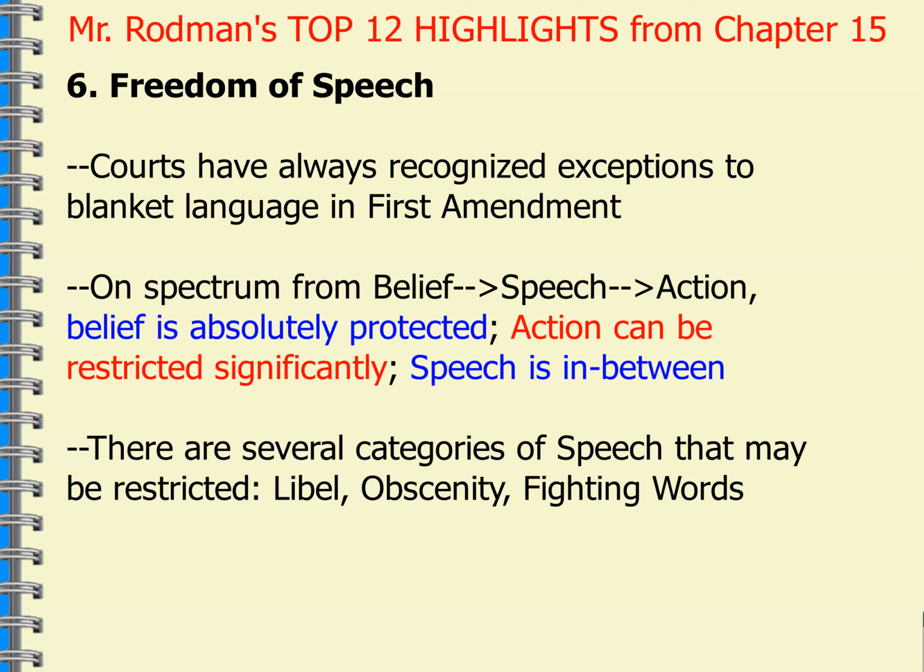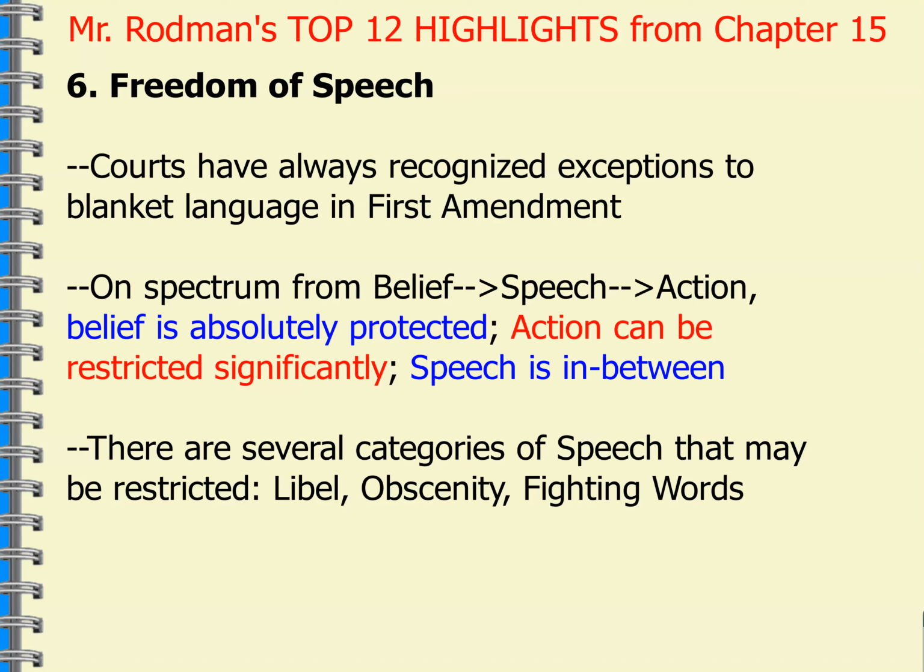Now, let's talk about freedom of speech for a second. We've seen some exceptions to the blanket language of freedom of speech. We know that the belief is protected. We know that the action, however, sometimes can be limited. And we're seeing a lot of this play out right now with President Trump's impeachment trial, and the concerns about how much did he have freedom of speech versus how much did his speech potentially or allegedly incite others to partake in that action at the Capitol on January 6th.